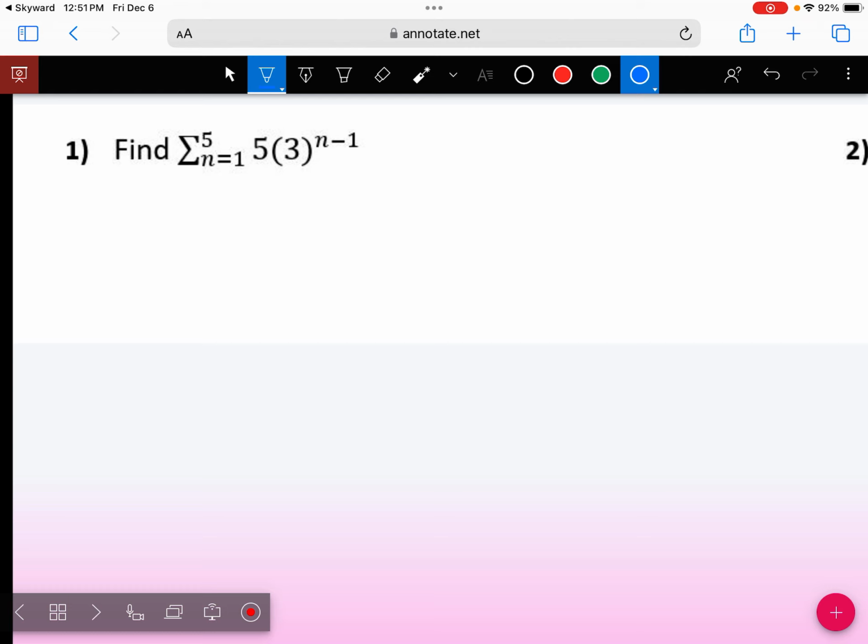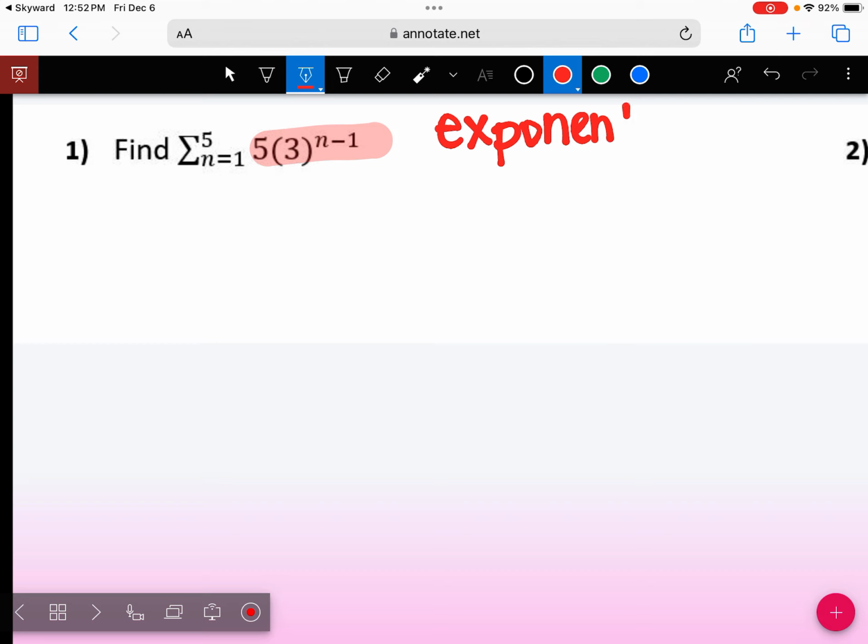On your quiz, which is next Wednesday, how will you know that this is geometric and not arithmetic? Because there's an exponent. Exponent, and that's something you all need to write down, okay? Because on the quiz, it doesn't state that it's arithmetic or geometric. But if it has an exponent, that means that it is geometric. And because it's geometric, we're going to use the formula that we just talked about.